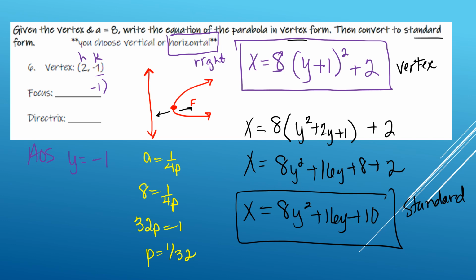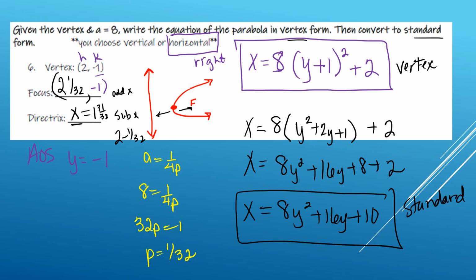I need to add it to the x coordinate, so that will be 2 and 1/32 for the focus, and I need to subtract it from the x coordinate to get the equation of the directrix, which has to be x equals. I have an x equals equation, so I have to have an x equals directrix, and 2 minus 1/32 would give me 1 and 31/32. Not a great number, but hey, it works.